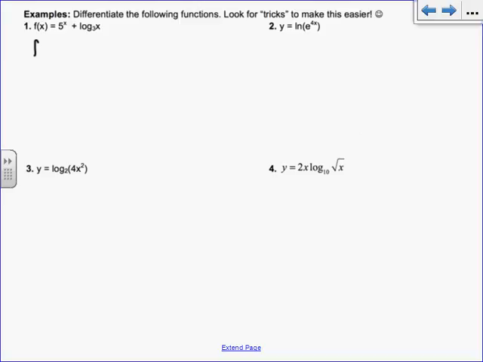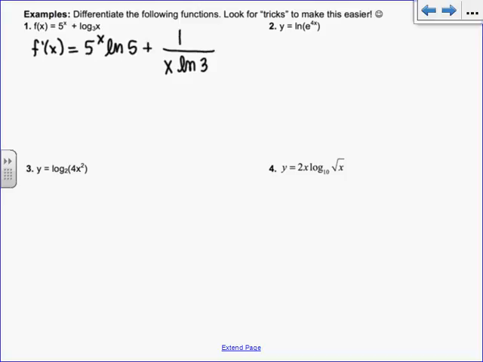All right, so here we go. So f prime of x. Do you guys remember the derivative of 5 to the x? 5 to the x times natural log of 5. Good job. All right, and then what's the derivative of log base 3 of x? 1 over x natural log of 3. Okay, that's it. What about the next one?